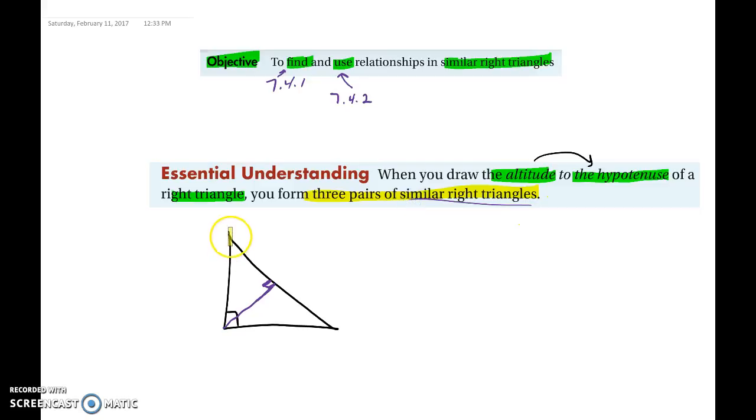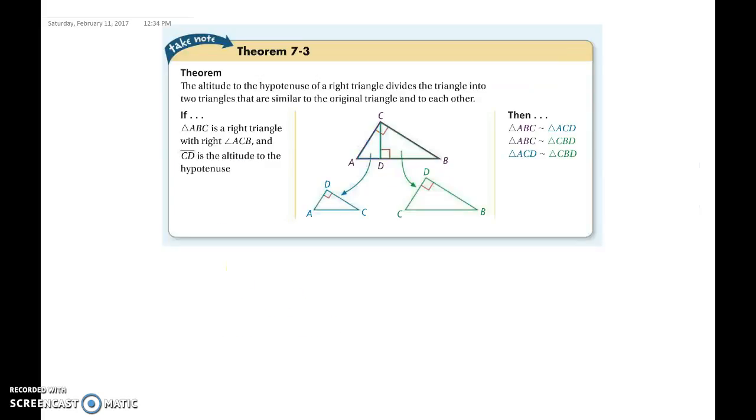The first one is the first right triangle that we have, the bigger one. The second one that it's similar to is this smaller one over here. And the third one that it's similar to is this triangle over here. So all three that we draw there are going to be similar. All right, so let's go through why.